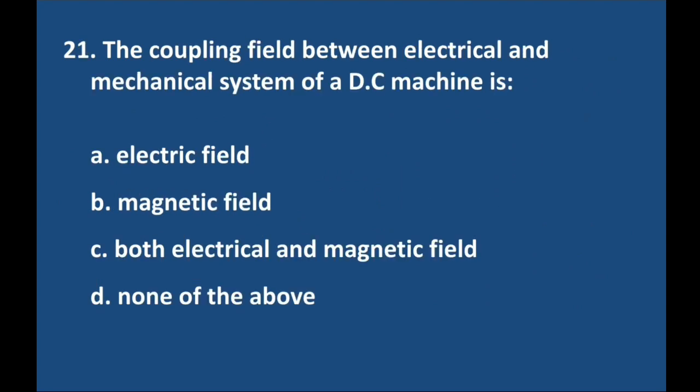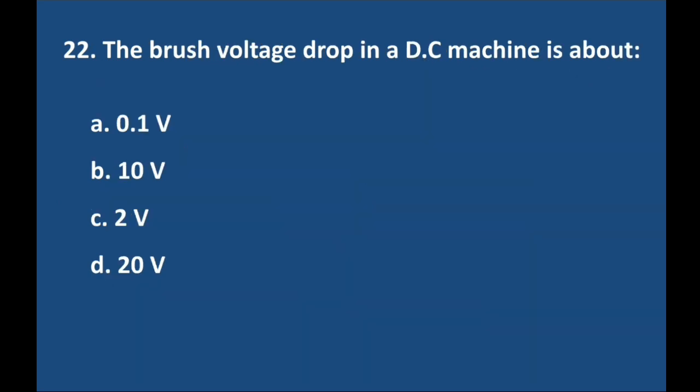Question number 21. The coupling field between electrical and mechanical system of a DC machine is. Answer is option B, magnetic field. Question number 22. The brush voltage drop in a DC machine is about. Answer is option C, 2 volt.